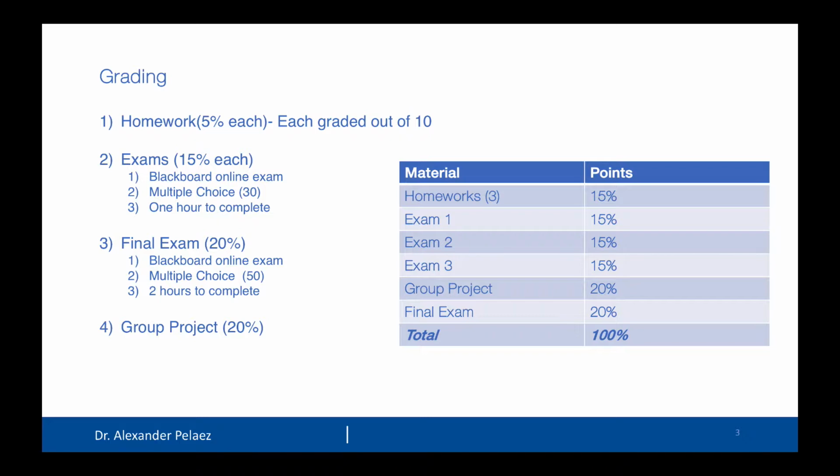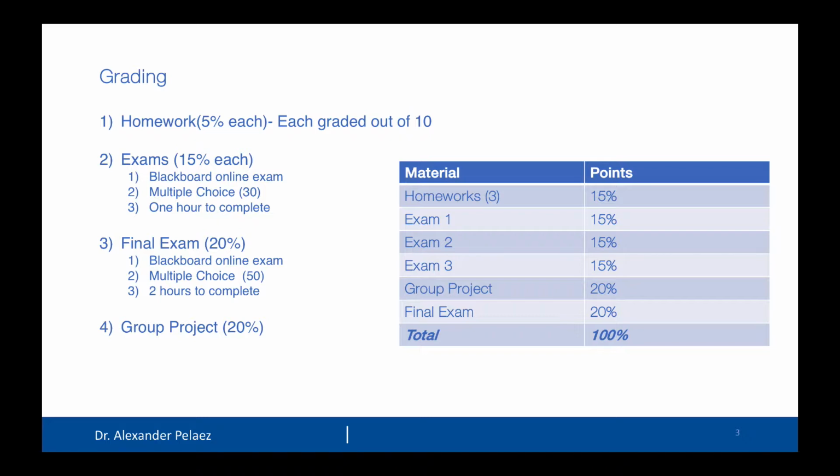Each exam is worth 15% each. Each exam is a Blackboard exam that consists of 30 multiple choice questions. And you'll have 1 hour to complete those 30 questions. You should have no problem in terms of time finishing the multiple choice in an hour. So if each is worth 15%, you get a total of 45% for the 3 exams.